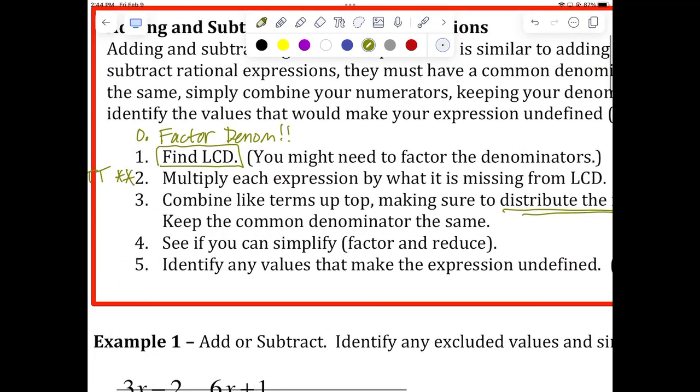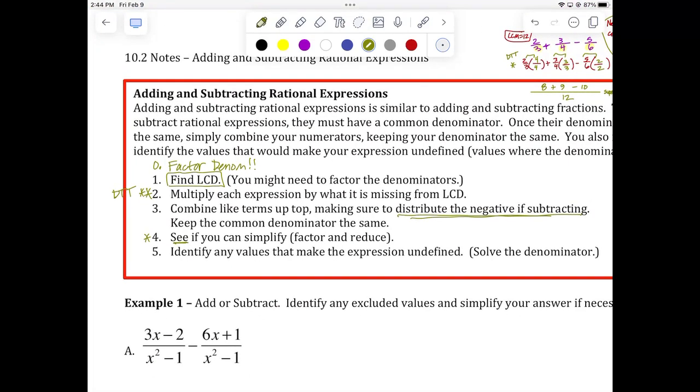And then in the top, number 4, it doesn't always work, but see if you can simplify the top by factoring and reducing even more. It doesn't always work, but at least we check. And then number 5, like we did yesterday, you're going to identify any values that make the expression undefined. That's going to be setting the denominator equal to 0, okay? And then I'm going to add a 6th step here at the end when you're all said and done.